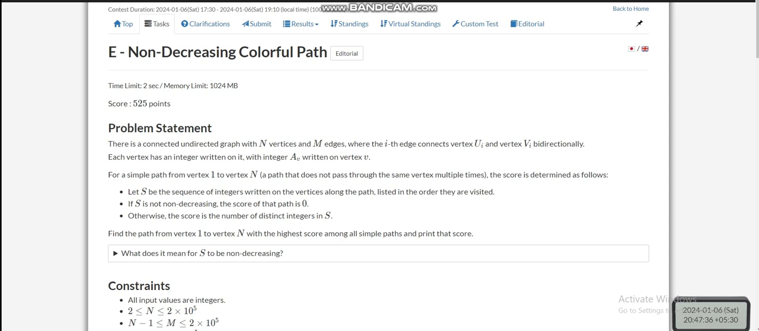Hello everyone, today we are going to discuss the fifth problem of AtCoder Beginner Contest 335, which is Non-decreasing Colorful Path. So what is the problem statement? We are given a connected undirected graph with n vertices and m edges.